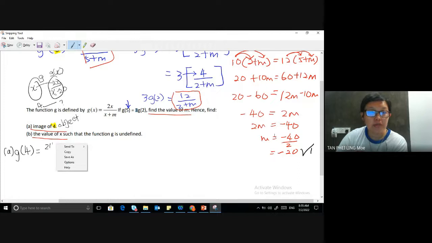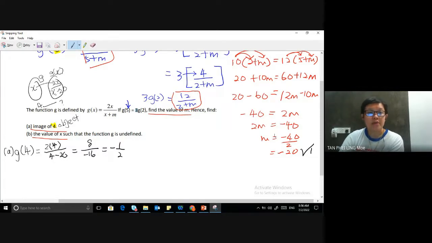Once you get the concept correct, it's very easy to solve all the questions. 2 times 4 over 4 minus 20, right? So you get 8 over minus 16, and you get negative 1 over 2. Is it okay? All right, 8 over minus 16, so you get negative 1 over 2. And then part B.